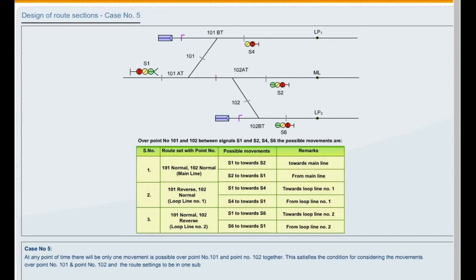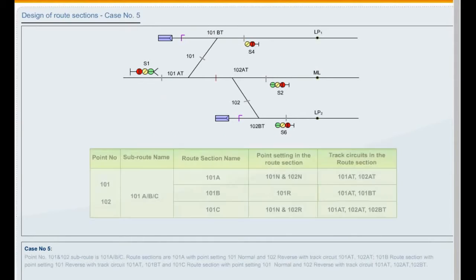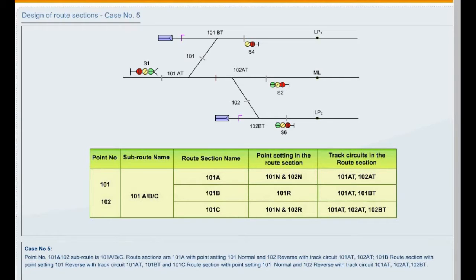At any point of time, there will be only one movement possible over point number 101 and point number 102 together. This satisfies the condition for considering the movements over point 101 and point number 102 and the route setting to be in one subroute, named as 101 A by B by C subroute. Point number 101 and 102 subroute is 101 A by B by C.